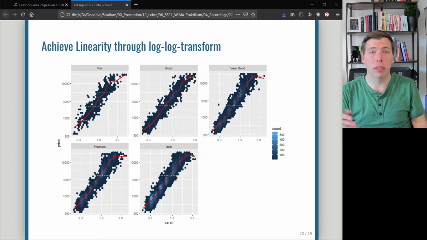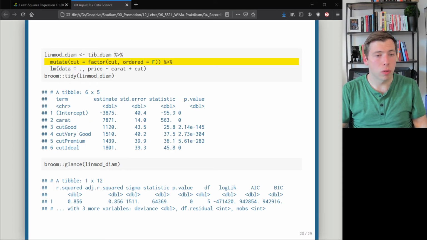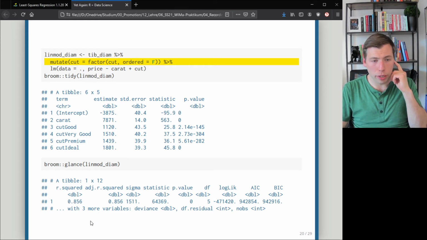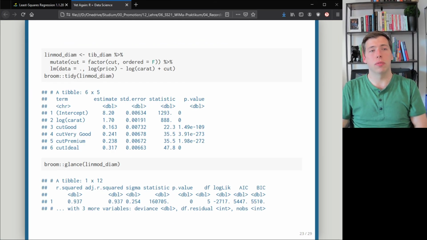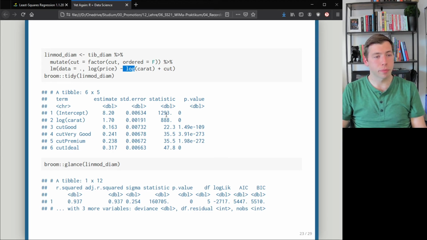So we will run a new linear model for this transformed data. For comparison, let us check the R Squared Statistic. It's 0.85. So if we now run the new linear model, so the only thing that changed here is that we have logarithms here now for price and the weight. And then we see that the R Squared Statistic actually increased by a lot.